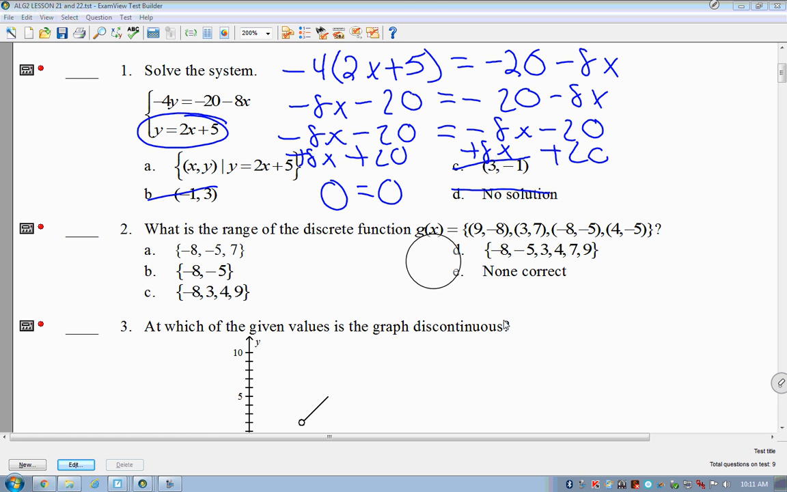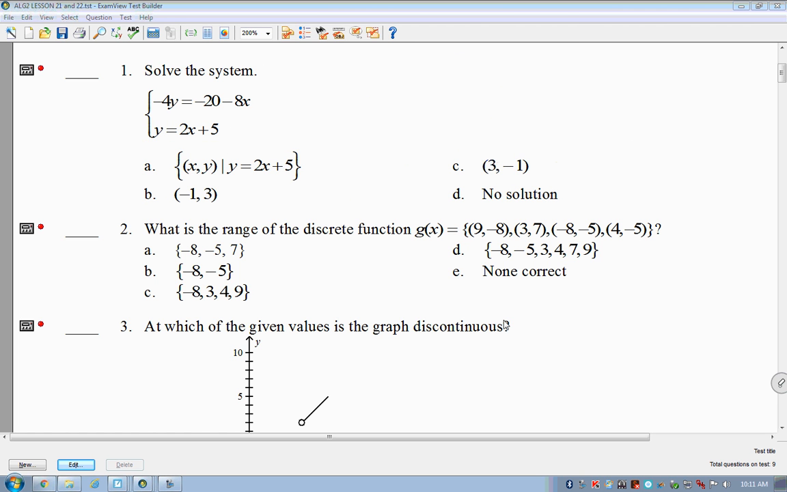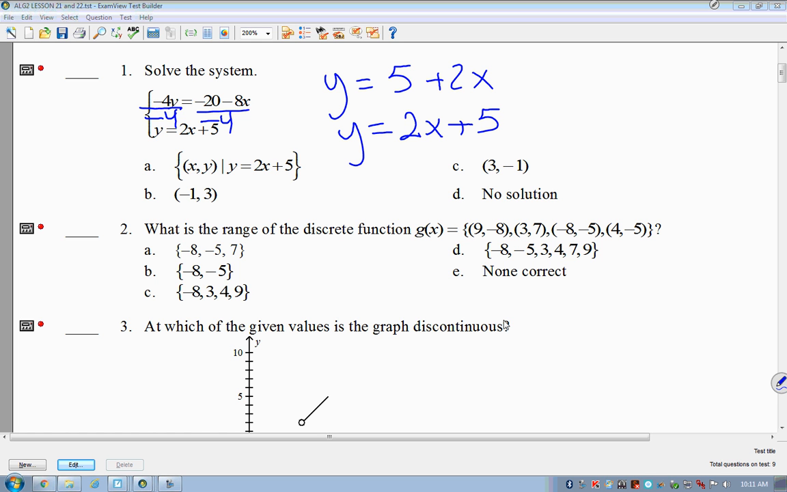Let's go ahead and actually do that. All right? That would require me to divide everything over here by negative 4, correct? So y equals, okay, well, what's negative 20 divided by negative 4? Positive 5. And what's negative 8 divided by negative 4? Positive 2x, which I would write as y equals 2x plus 5, right? All right, so that's why I'm getting A as an answer. Both those equations equal 2x plus 5. Does that make sense? All right, you might see that question on a test, so I want you to be aware of how to work it out. Okay?